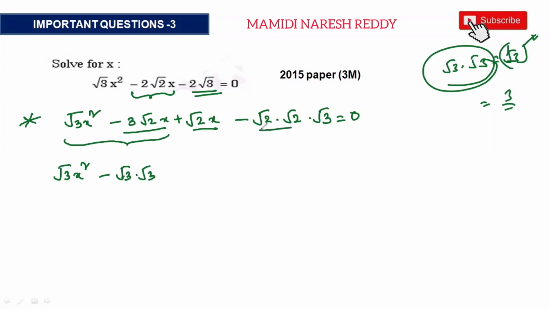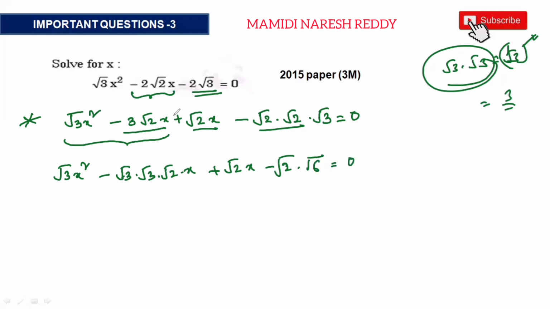Same here also, root 2 into root 2 is equal to 2, so that 2 I have written as root 2 into root 2. Got it? And into root 2 as it is I'm writing, and into x, and plus root 2 x also as it is I'm writing, and the rest of the things as it is I'm writing. So root 2 into root 3 is nothing but root 6. Now that is equal to 0.